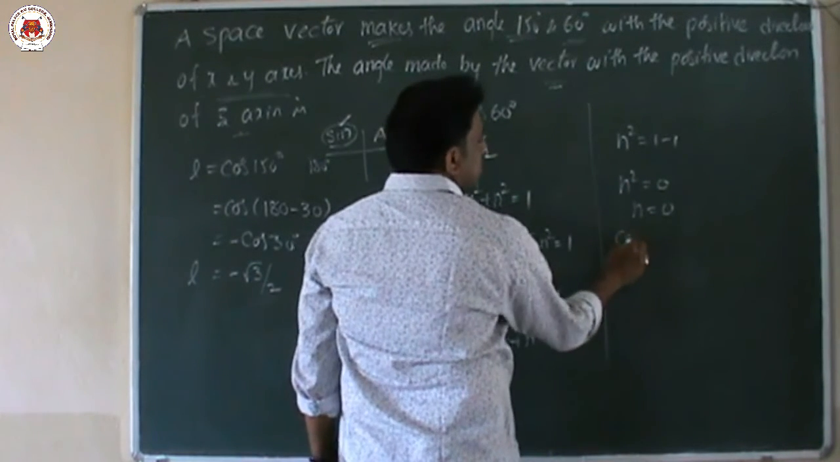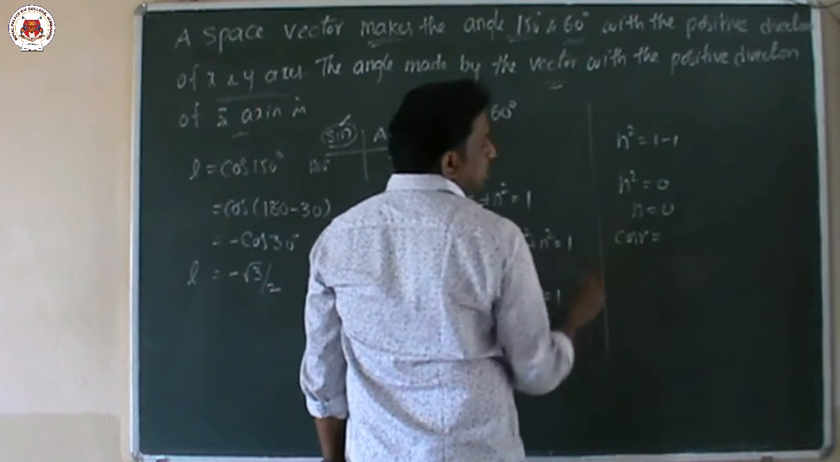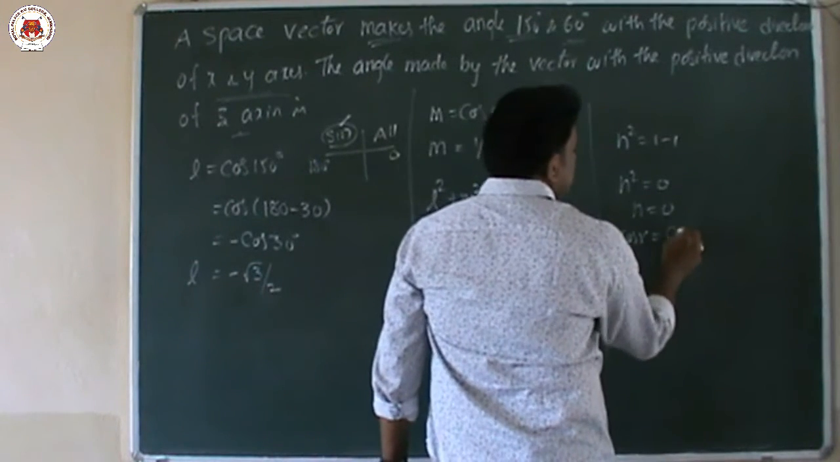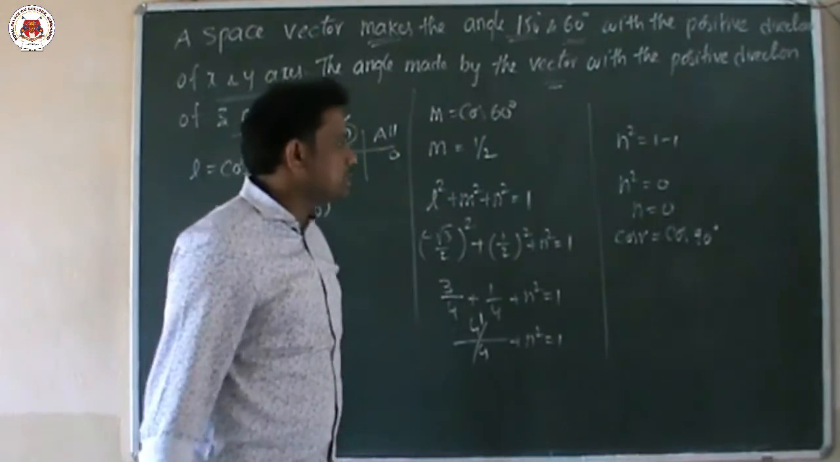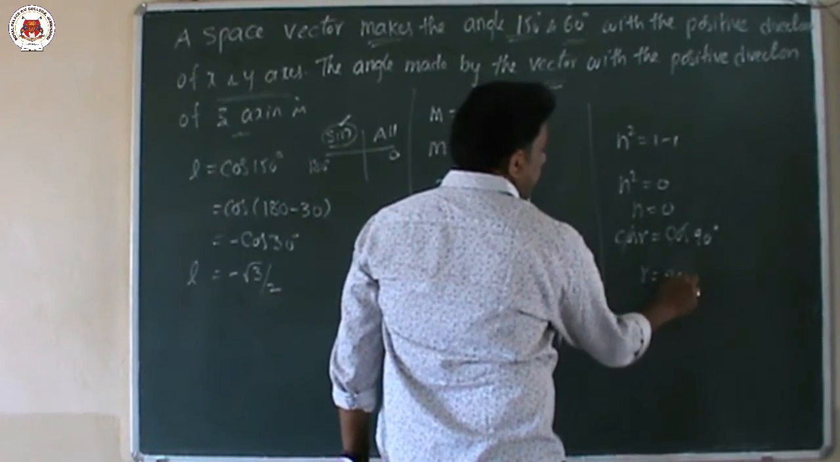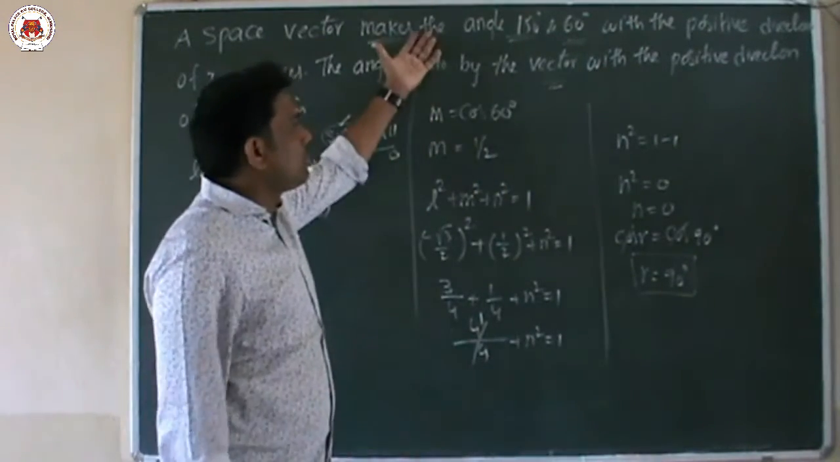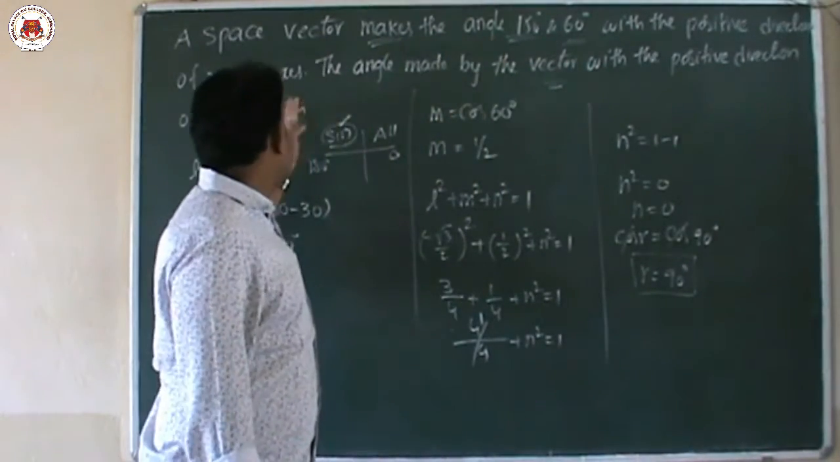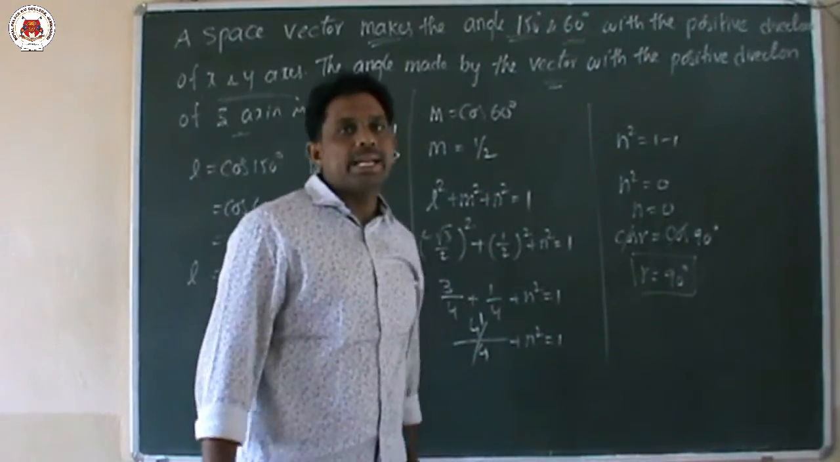N is nothing but cos gamma. So cos gamma equal to, when the cos value is 0, it is 90 degrees. Cos 90 degrees is 0. Then cos gets cancelled, then gamma equal to 90 degrees. Means children, the angle made by the vector with the z-axis equal to how much? 90 degrees.